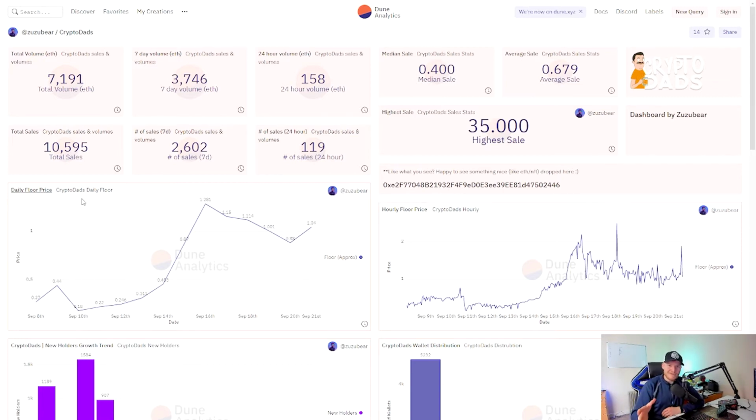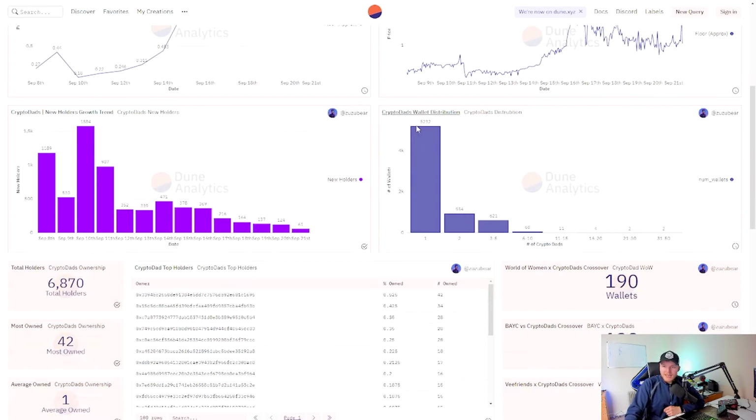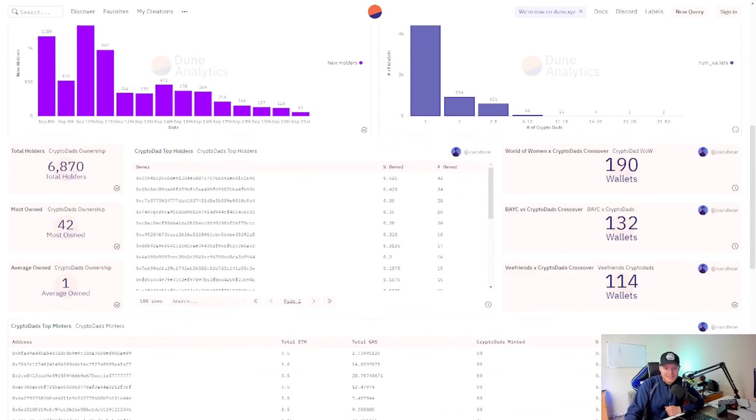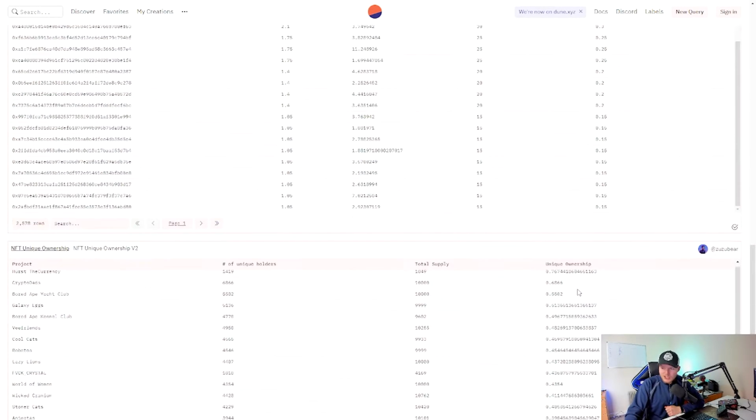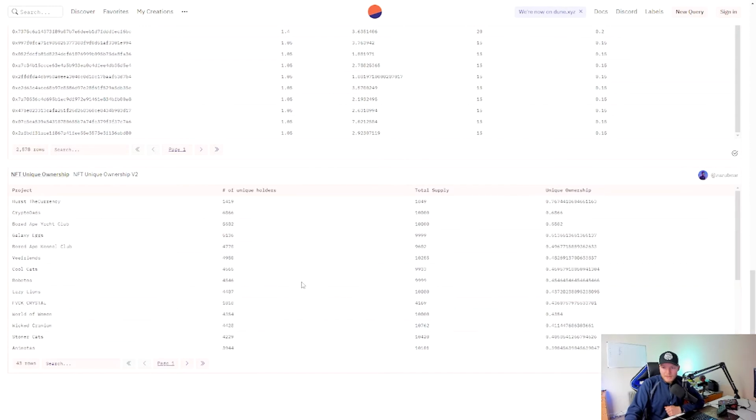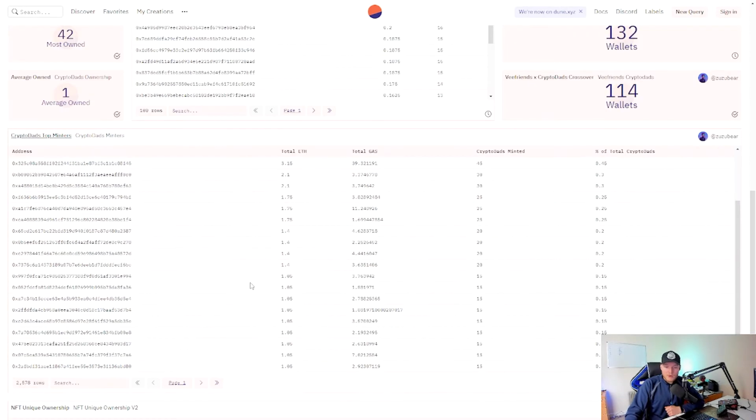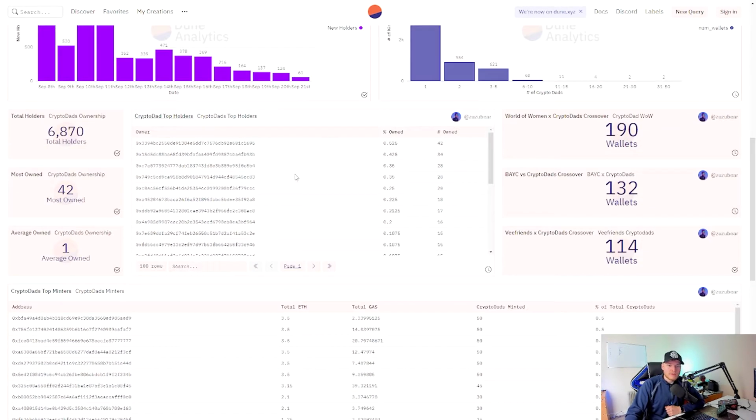I mean, just look at this information that you're getting for completely free. Look at all of that. You're able to see the total volume, you're able to see total sales, you're able to see the floor price, you're able to see the wallet distribution, the CryptoDads new holder growth trends. There's just so much that you can take from all of this. And it really, really is a great way of seeing if your investment is going to be worth it.